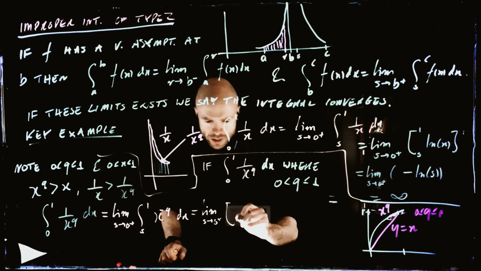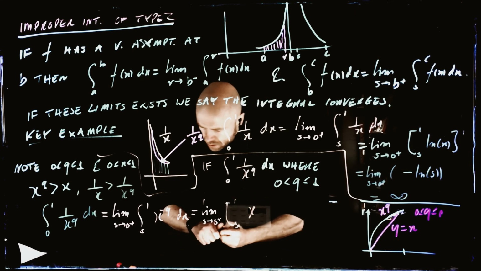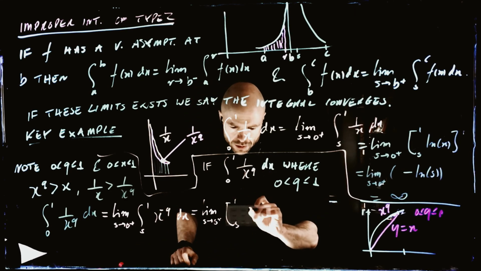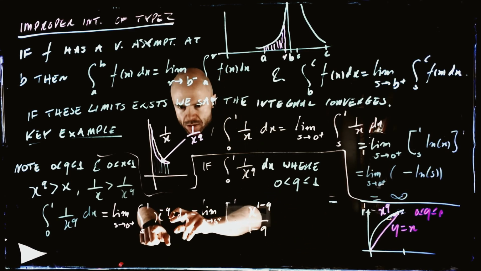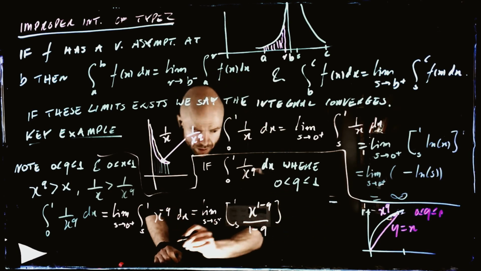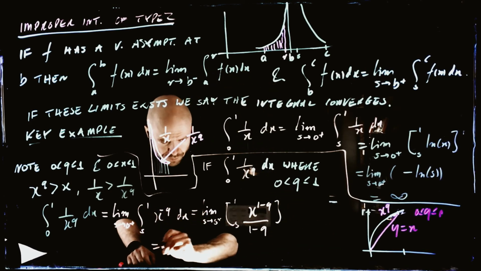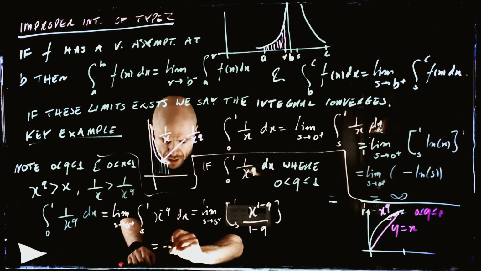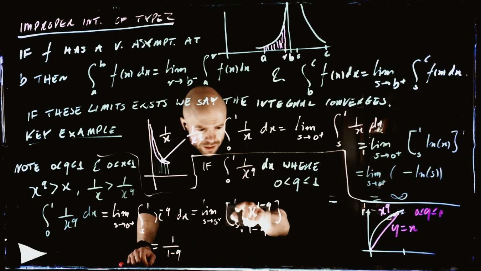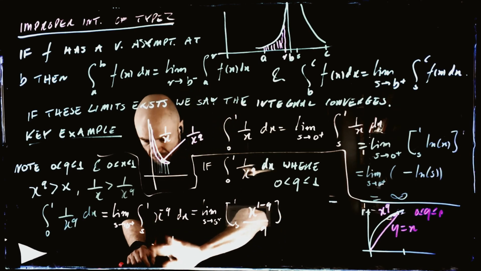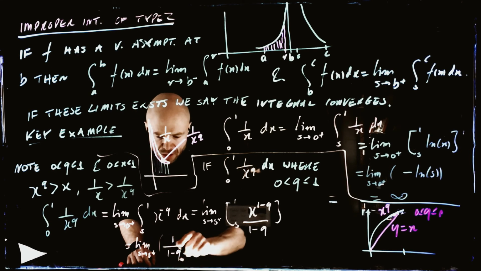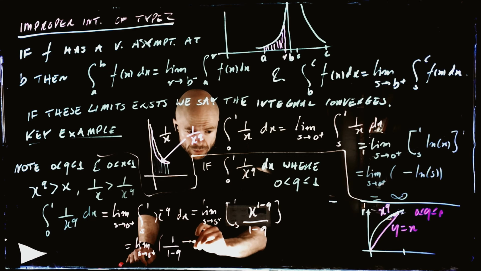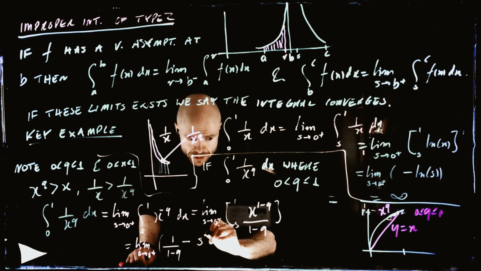And what's the antiderivative of this? It's going to be x to the 1 minus q over 1 minus q, right? If we differentiate this, we get this. And then we put in the limits. So that's going to be the limit as s goes to 0 from the right-hand side of 1 over 1 minus q, when we stick in x is equal to 1, minus s to the 1 minus q over 1 minus q.